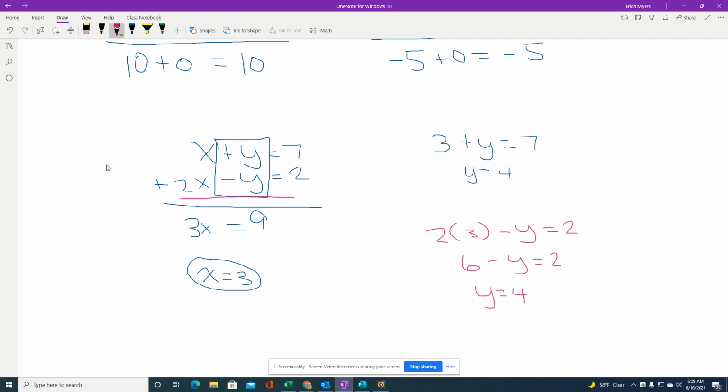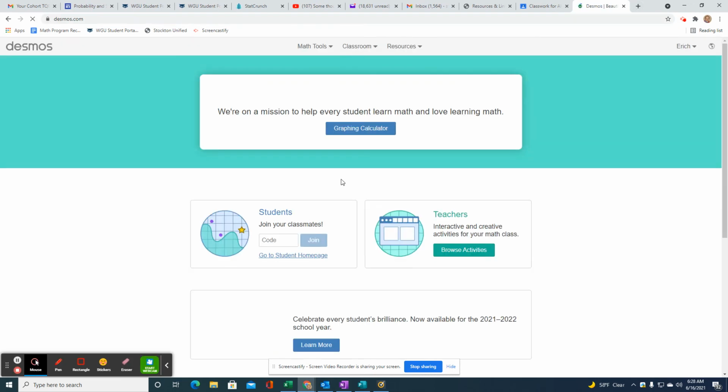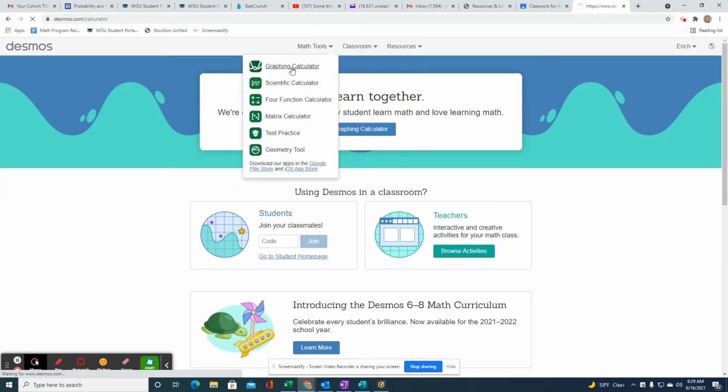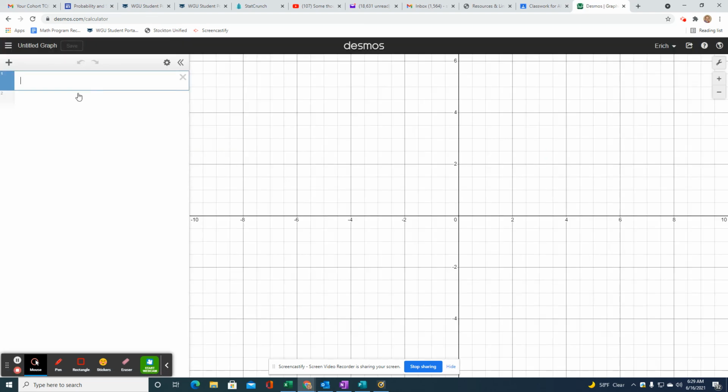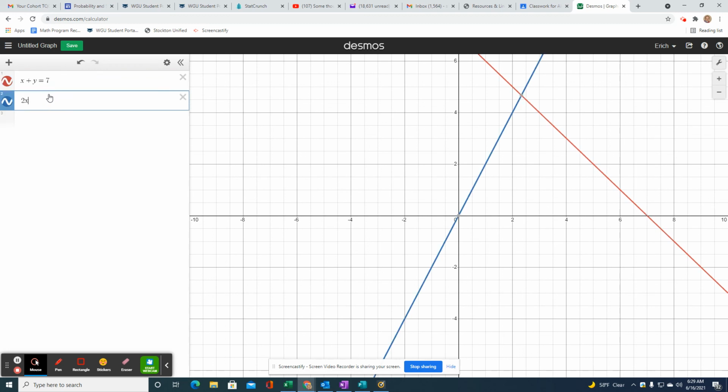You can put this into Desmos to test it. And let's just do that real quick to prove to you that the answer is 3 and 4. So our first one was x plus y equals 7. Our second equation was 2x minus y equals 2. And you can see that our point of intersection is x is 3, y is 4.